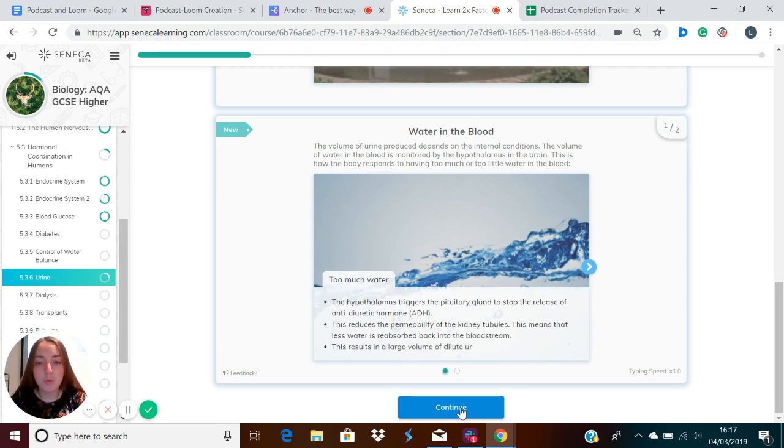If we have too much water, the hypothalamus triggers the pituitary gland to stop the release of antidiuretic hormone, also known as ADH. This reduces the permeability of the kidney tubules. This means that less water is reabsorbed back into the bloodstream, which results in a large volume of dilute urine being produced.